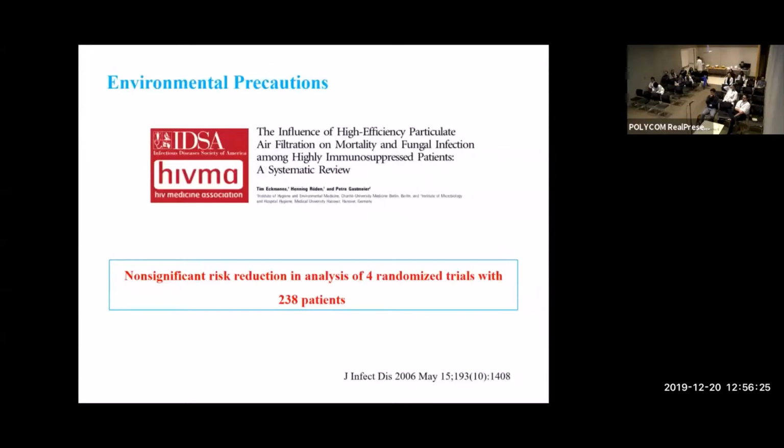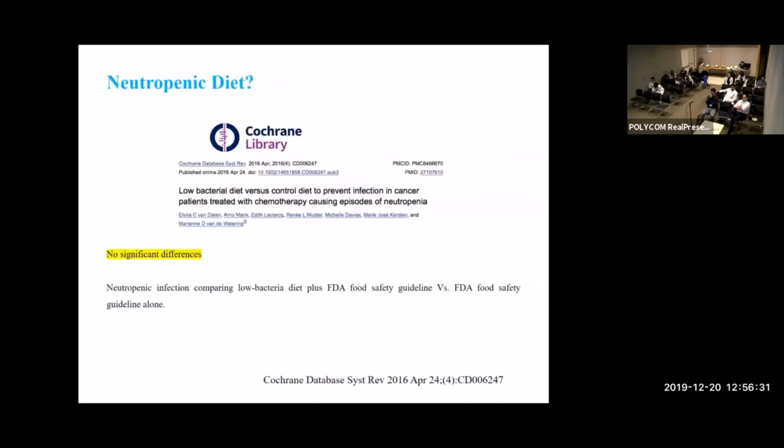If they're in the hospital, they don't have to be in a special room with these filters. And other common concepts like the neutropenic diet, actually there's a lot of robust evidence that says it makes no difference between a regular hospital diet versus a neutropenic diet.